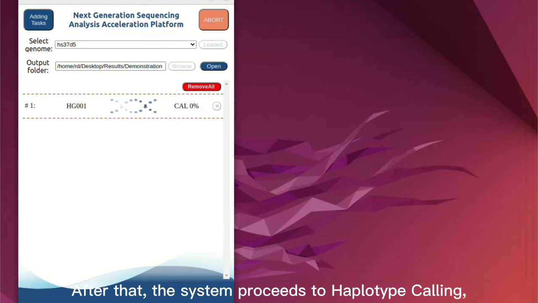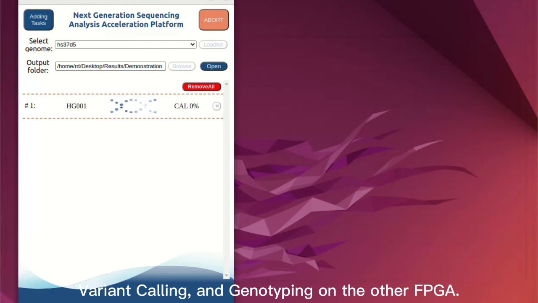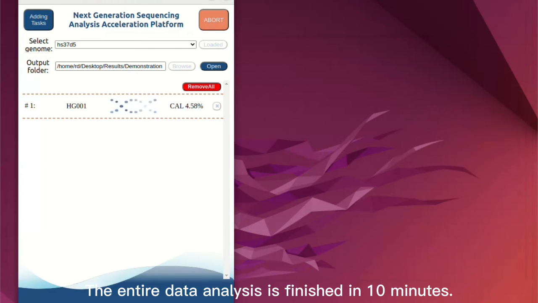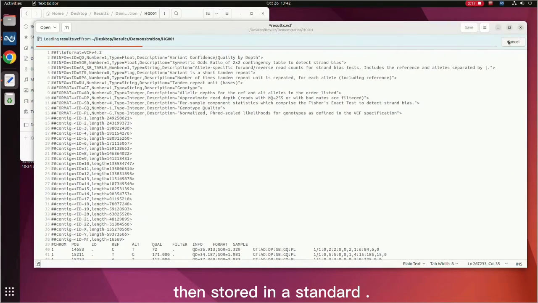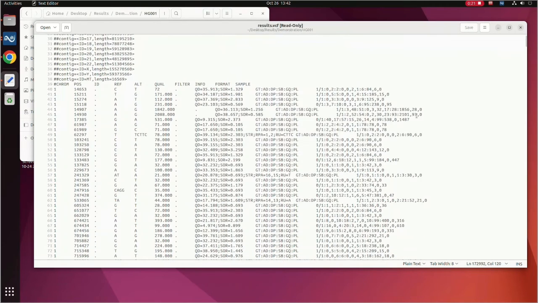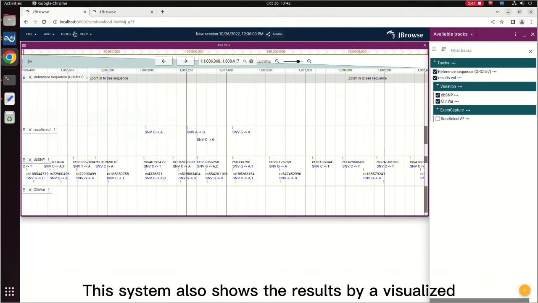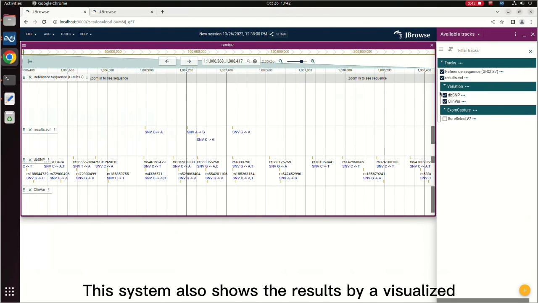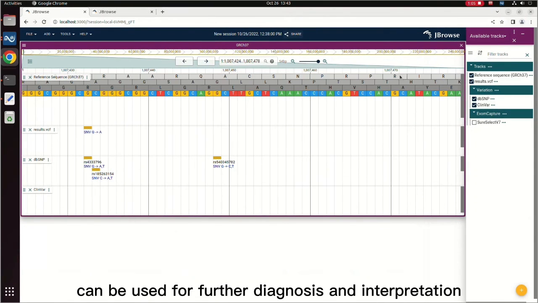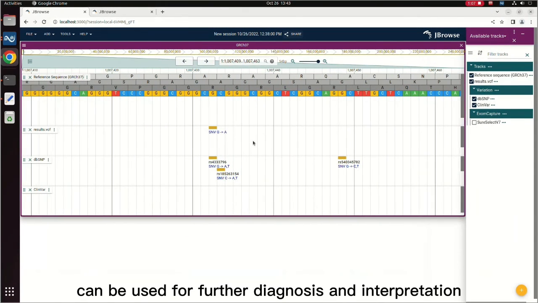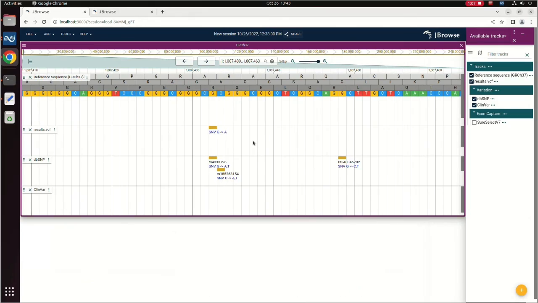After that, the system proceeds to haplotype calling, variant calling, and genotyping on the other FPGA. The entire data analysis is finished in 10 minutes. The results of the variant discovery are then stored in a standard .vcf file. This system also shows the results by a visualized genome browser. The outputs of the demonstration system can be used for further diagnosis and interpretation by researchers and doctors.